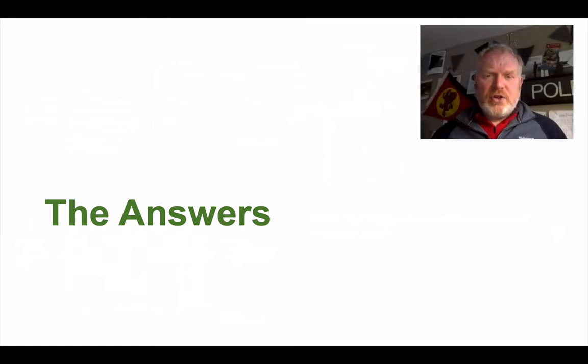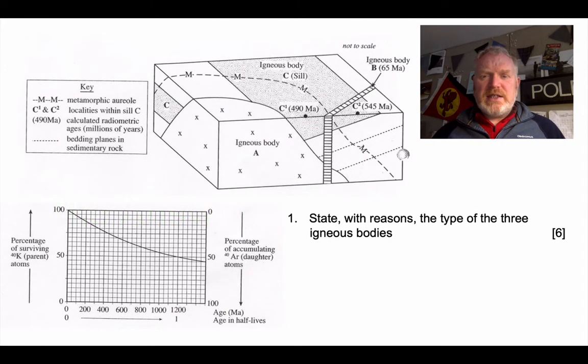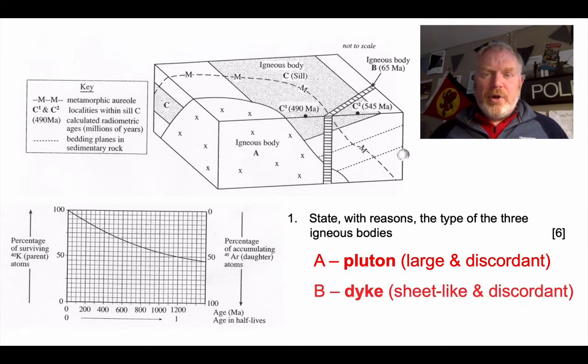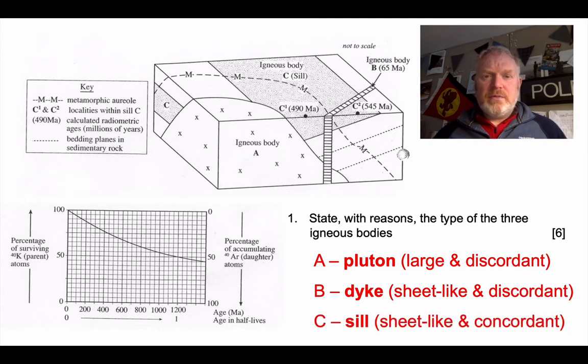Okay then, let's have a look at some answers. See what you've come up with. The first question asks for the type of the igneous bodies and some reasons for that. So first of all, body A is fairly obviously a Pluton because it's large and discordant. 1 mark for Pluton, 1 mark for the reason. Body B is a dike. It's sheet-like, it's slab-like, and it's discordant, or cuts across the bedding. Discordant's the better word though. C then is a sill. It is sheet-like and concordant.